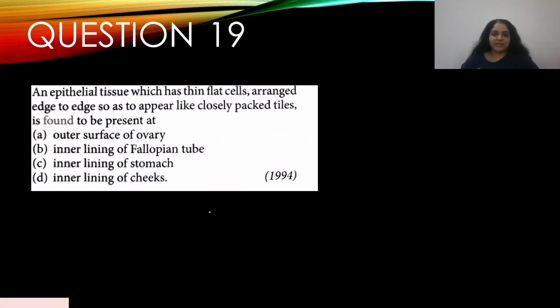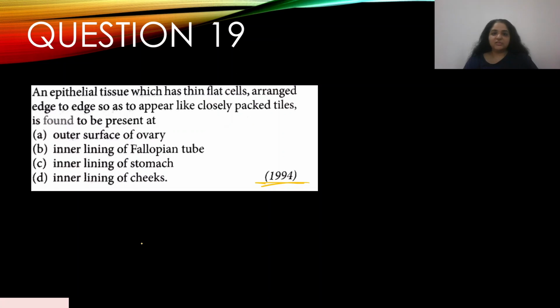All right, so question number 19. An epithelial tissue which has thin flat cells arranged edge to edge so as to appear like closely packed tiles is found to be present at, and this appeared in 1994. A. Outer surface of ovary. B. Inner lining of fallopian tube. C. Inner lining of stomach. Or D. Inner lining of cheeks.